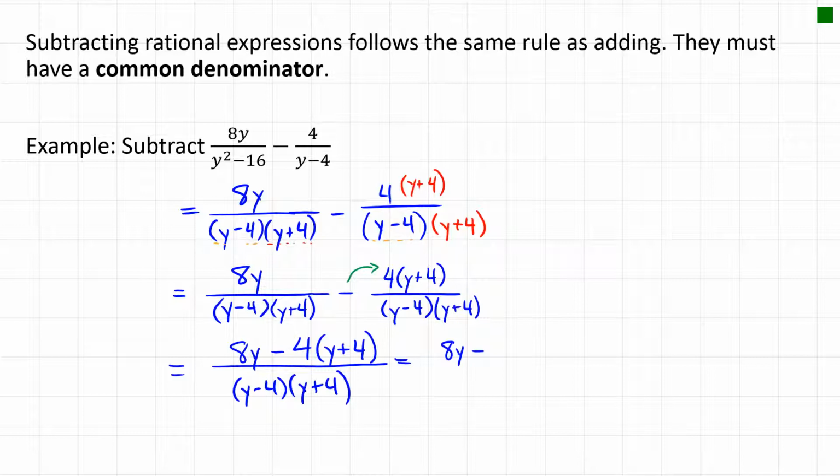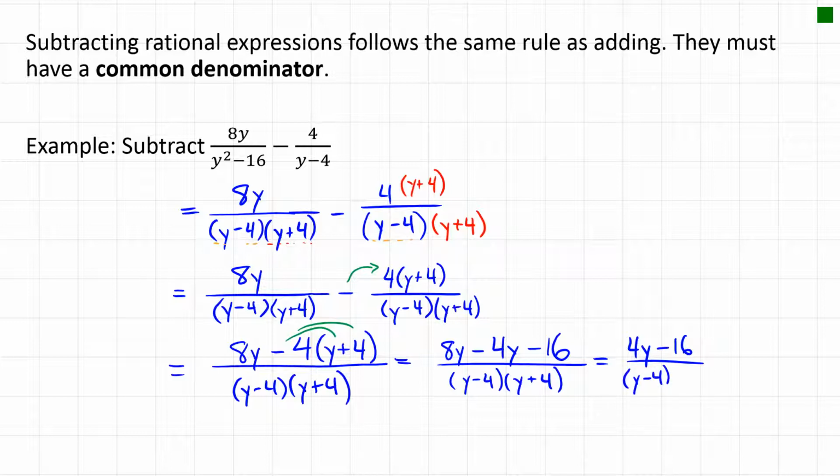So I have to get this negative 4 into each term in order to simplify it. So I have negative 4 times y is negative 4y, and then negative 4 times positive 4 is negative 16, all over y minus 4 times y plus 4. And simplifying this, 8y minus 4y is 4y minus 16.